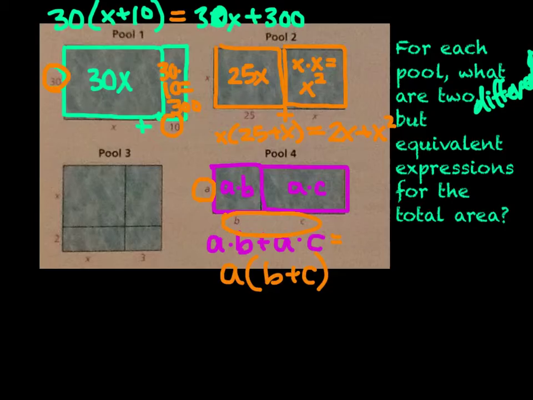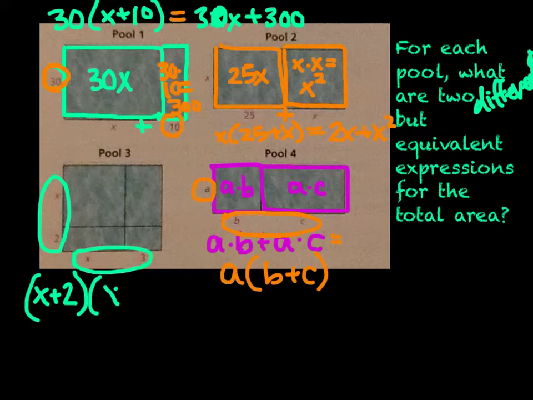This last pool is a tricky one as I look at it. Now the very first thing, we could look at it as the side lengths. We have x plus 2 on one side, and we have x plus 3 on the other side. So looking at that, that's one expression. I have the height and I have the base. So just looking at sort of the area, but just looking at its side lengths.